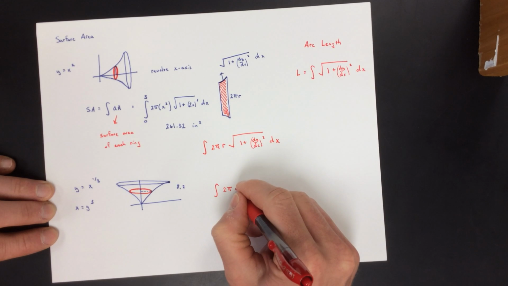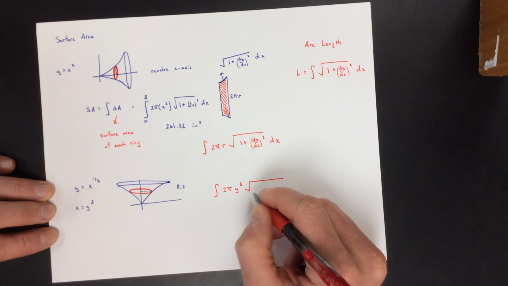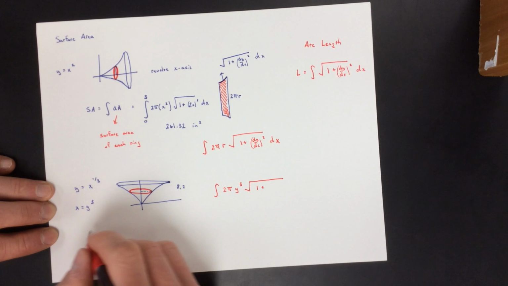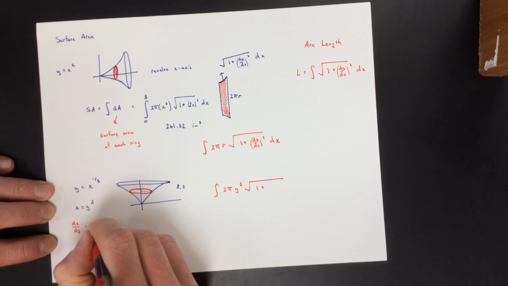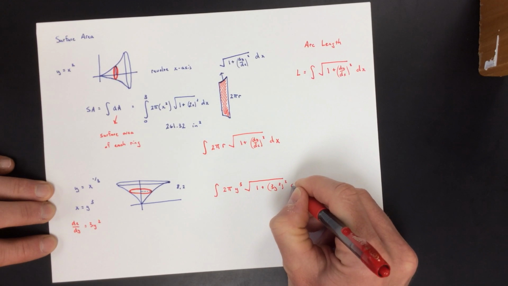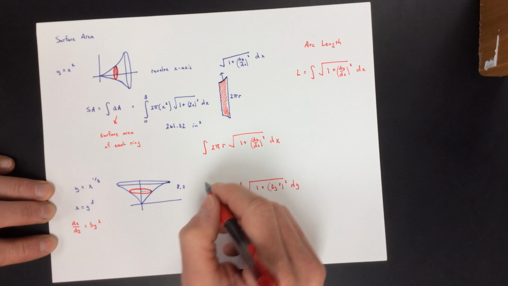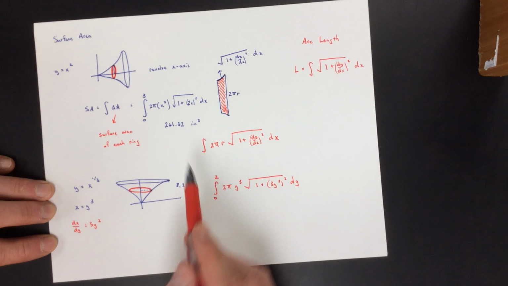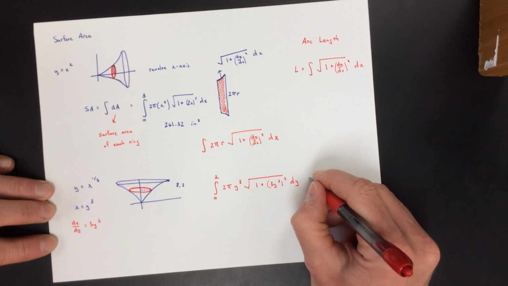So 2 pi r, in this case r is y cubed, times the square root of 1 plus, and we're in y, so we can't do dy dx, we need to do dx dy. So dx dy is actually 3y squared. So 3y squared, dy, and we're going to integrate from 0, not 0 to 8, but 0 to 2. So we're going to stack these rings from 0 to 2, and the summation of the area of all the rings is then the area of our tornado.